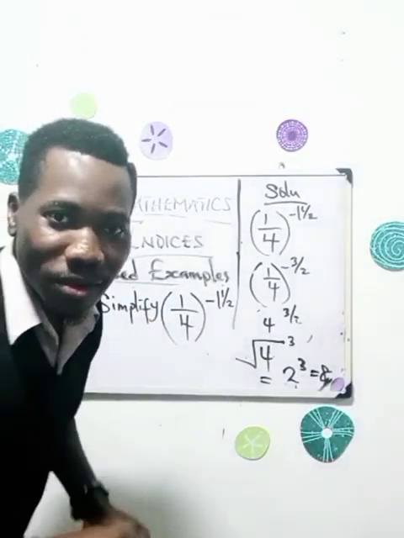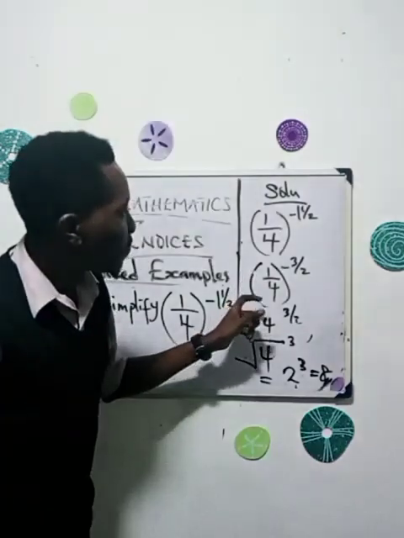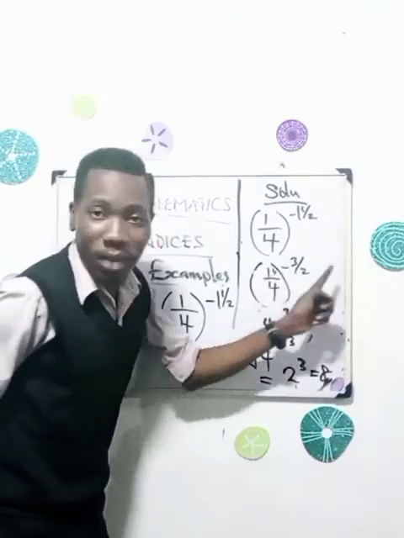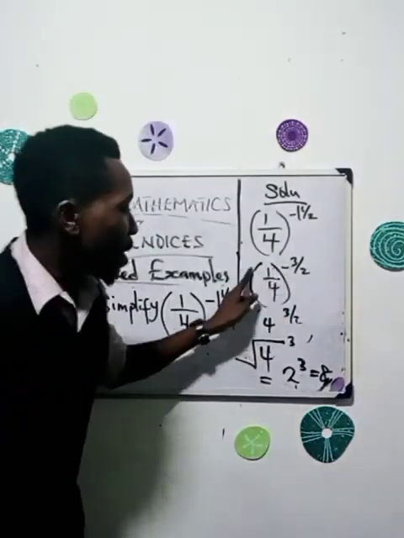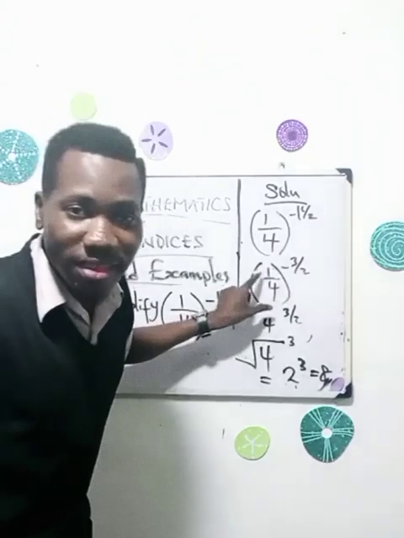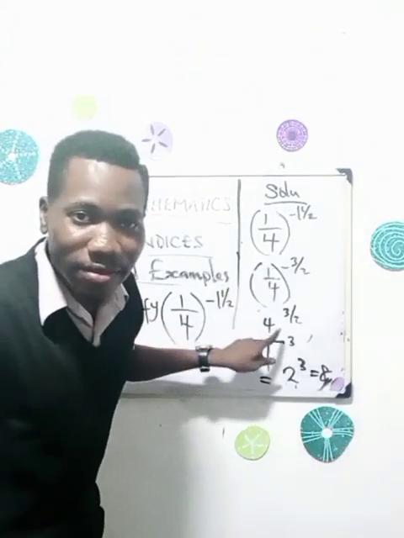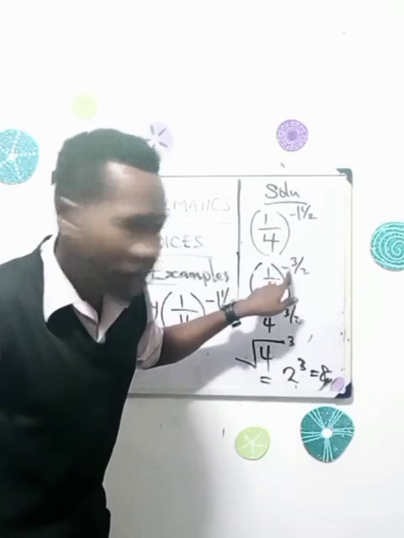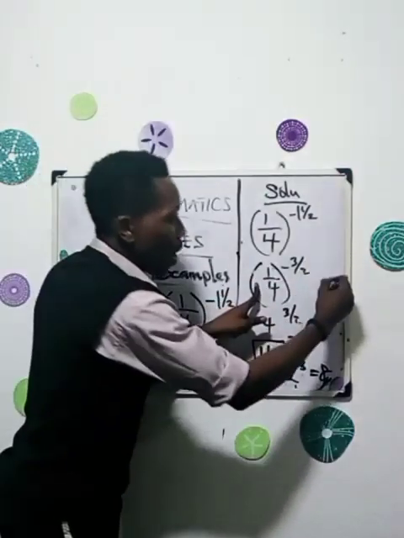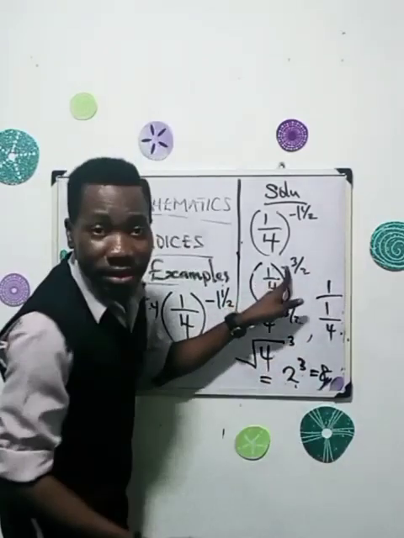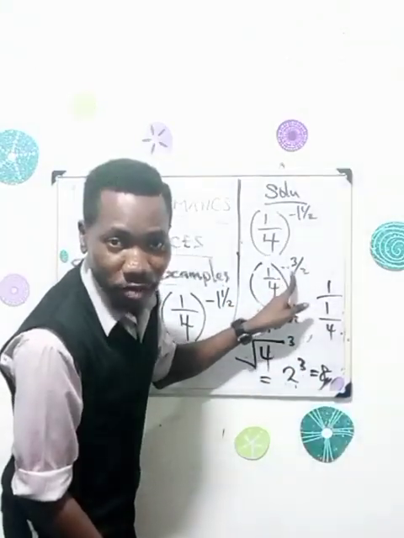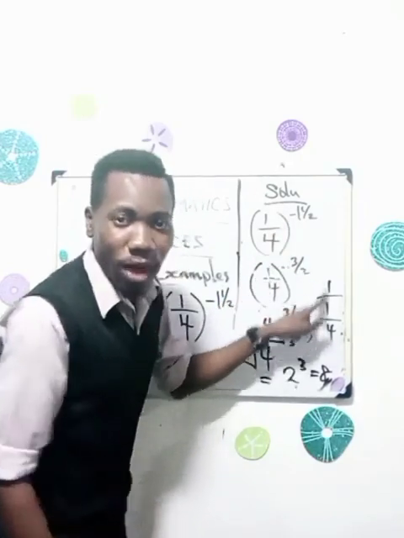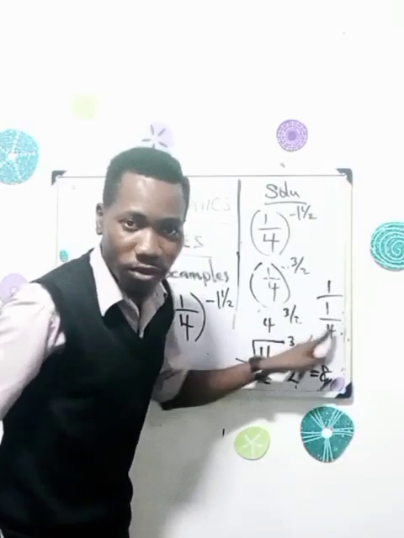How do you open the bracket? If there was any power here, we could have multiplied, but there's no power here. This bracket is telling you that this thing is affecting everything here. That's why this whole thing raised to the power of negative becomes 1 over, right? So 1 over everything here, which is 1 over 1 over 4, and that will give us 4 over 1.